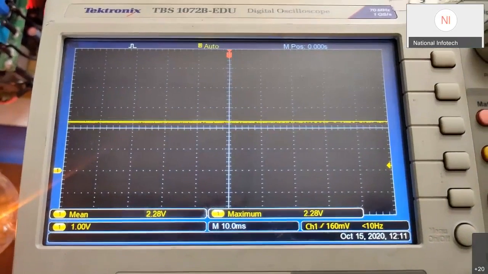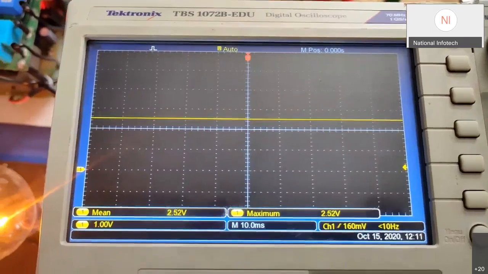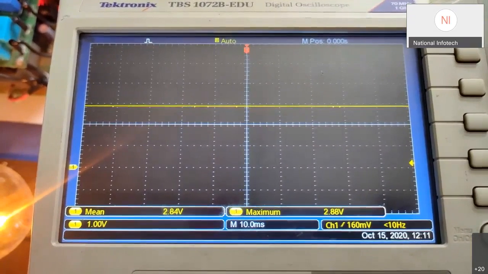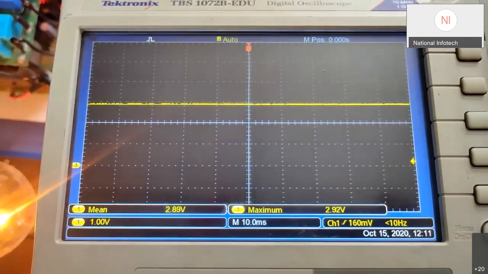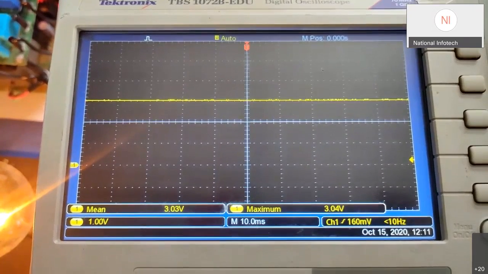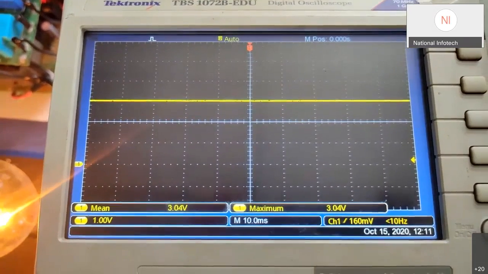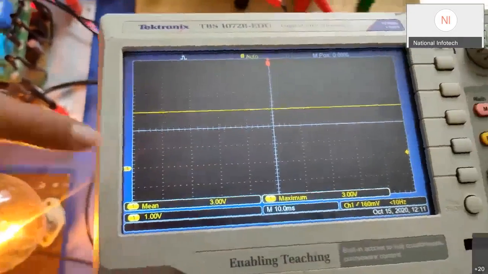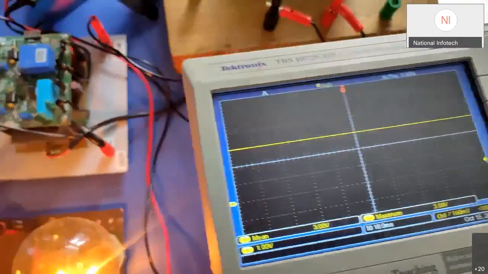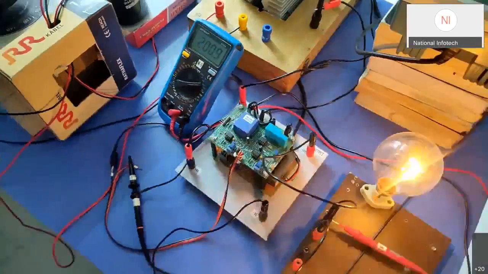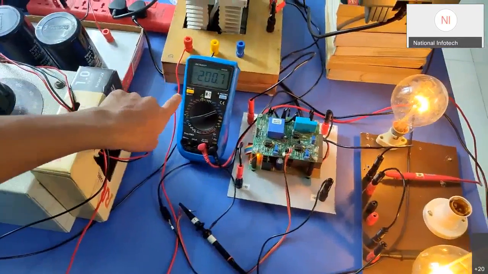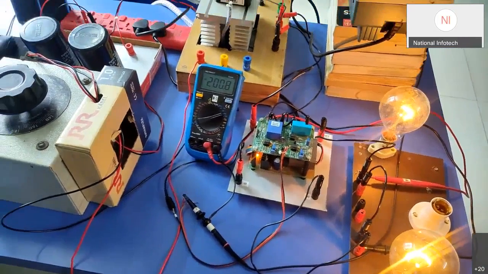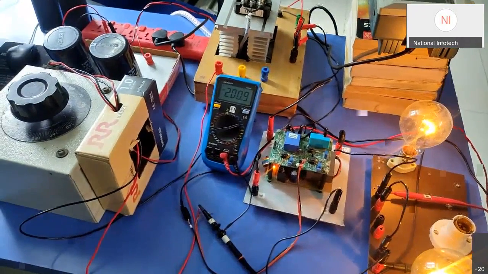So I am increasing the voltage to 200 volt. As you can observe on the DSO, the value of the DC voltage is getting increased. Now I have set this voltage to 200 volt, and you can observe that 3 volt is the output. You can see the DC voltage is set to 200 volt. So this is how we are going to calibrate our voltage sensor. I hope you understood it. Thank you.